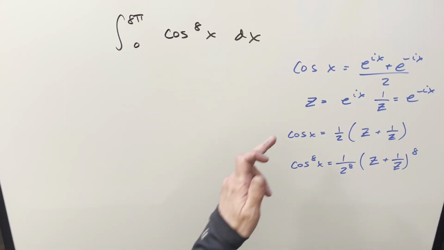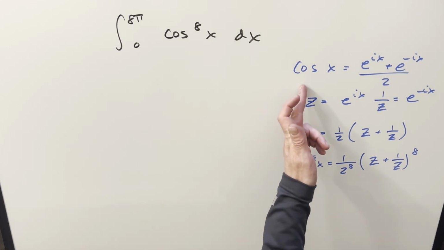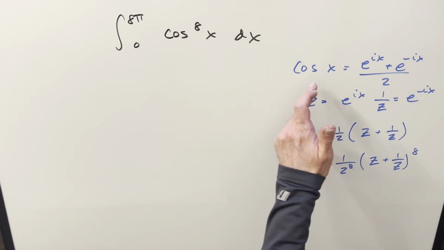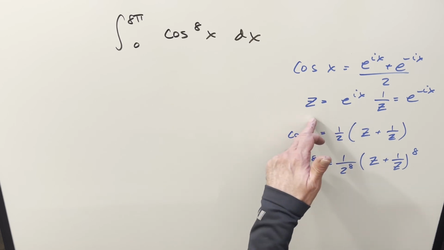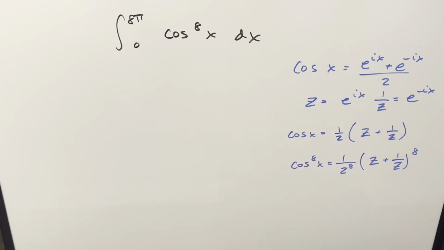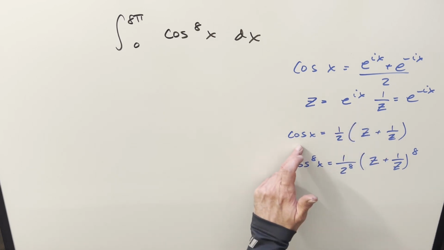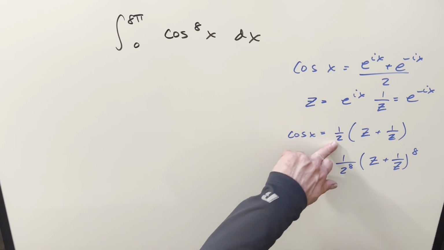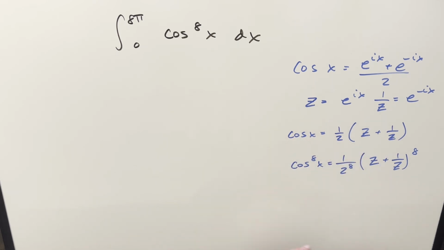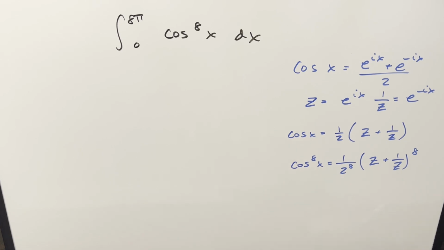Okay, for the complex method, we'll start with all these definitions over here to the right. We've got our complex definition for cosine right here, but we're going to abbreviate it with z, where z is just going to be the same thing as e to the ix. Got an expression here for 1 over z, turning cosine x into this expression. This is a 2 right here. We have 1/2, and then we've got the z's. And then this is what it looks like when we take this to the 8th power.